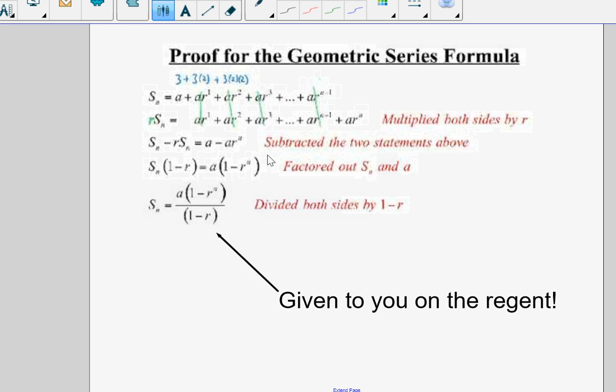The advantage of the series formula is that in order to use sigma, you have to be able to figure out the actual rule, which can sometimes be complicated, right? But to plug into the series formula, all you really have to be able to find is that a sub 1, that r, and your n. So if you can find those three variables, you can use them without really having to fully create the equation. Sorry, I'm losing my train of thought a little bit.